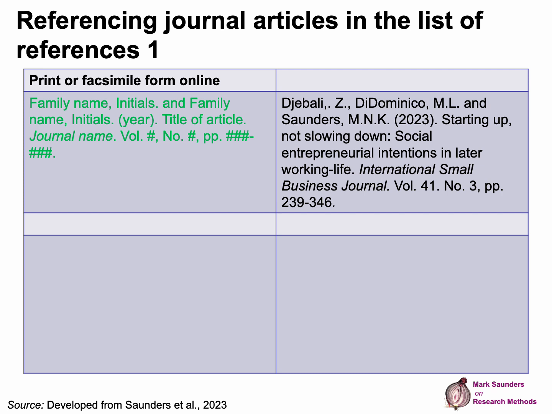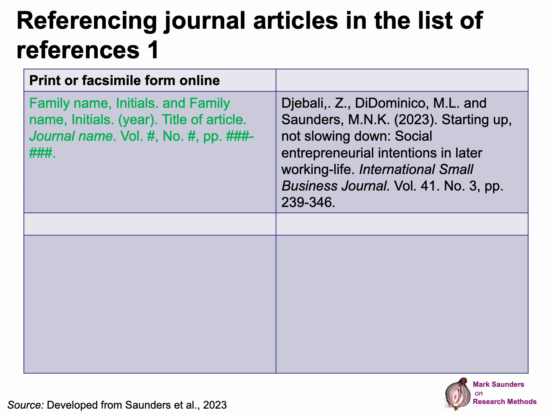So let's start off with print or facsimile forms which are online. So this is either paper or online, where the replica online is exactly the same as if it was in print. And for these we put the family name and initials for one, two, three, four, etc. authors, the year in which it was published in brackets. Then we have the title of the article, which does not have speech marks around it in this example, and then the journal name, which is in italics, the volume number, the part number, and the pages.